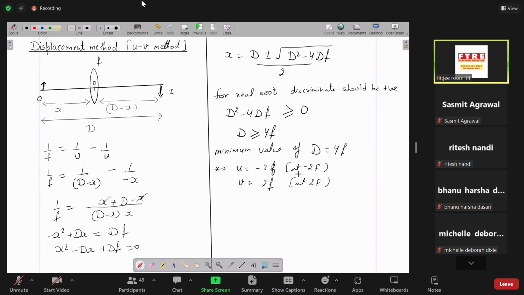Is this point clear? And also, to obtain the real image of an object on the screen, the distance between the object and the screen should be more than 4f. Then only can we get a scenario where, by adjusting the position of the lens in between the object and the screen, we can obtain the real image of the object on that screen. Got it? Now, let's do it further. So, is the first point clear to everyone? First result.